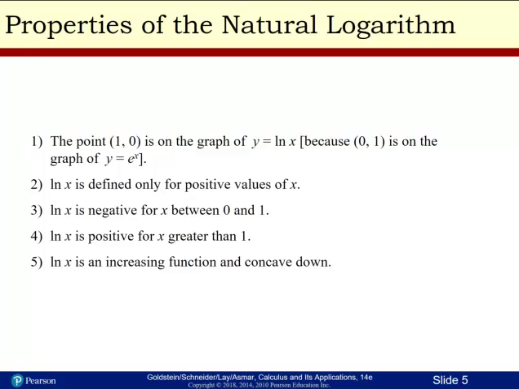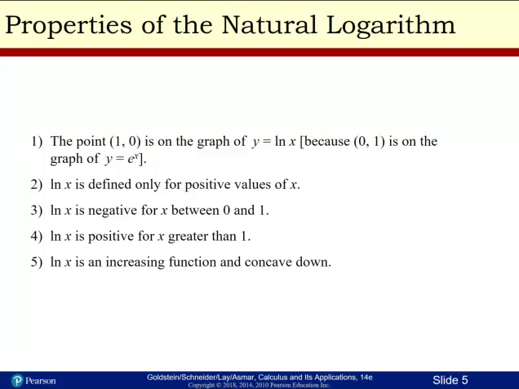So we have these properties written here where property 1, the point (1, 0) is on the graph of y equals natural log of x, just kind of restating because (0, 1) is on the graph of y equals e to the x. We've said that a few times. Property 2, the natural log of x is defined only for positive values of x, and we saw that on the graph with that reflection. The natural log of x is negative for x between 0 and 1, and the natural log of x is positive for x greater than 1.